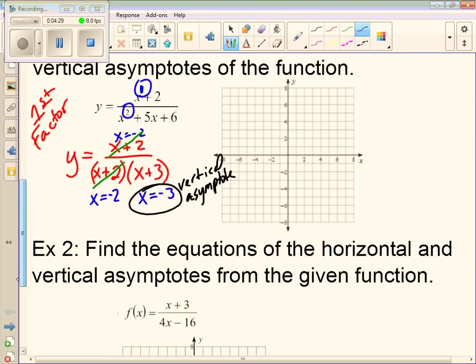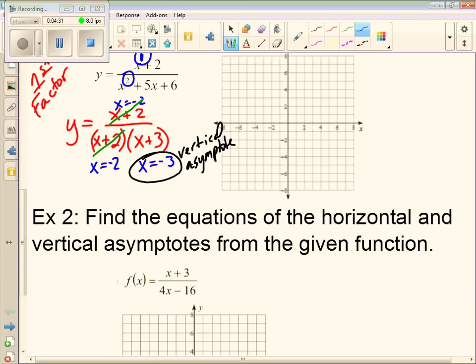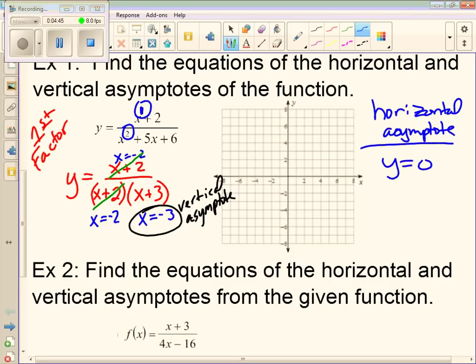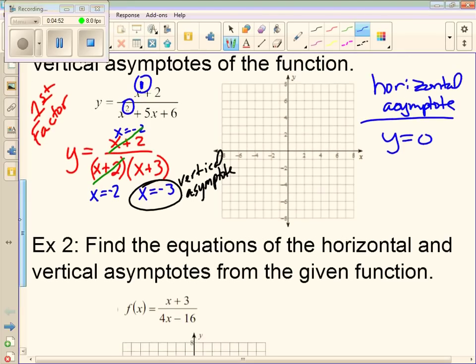So the horizontal asymptote for this problem is at y equals 0. And that's all you need for this problem. If you want to graph it, you can. There's no need to do it for 9A. Moving on.